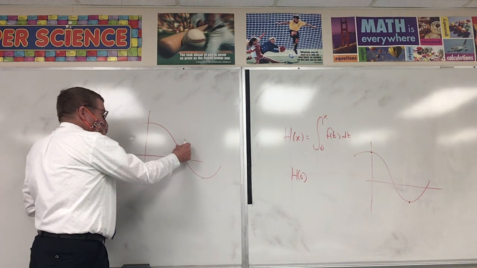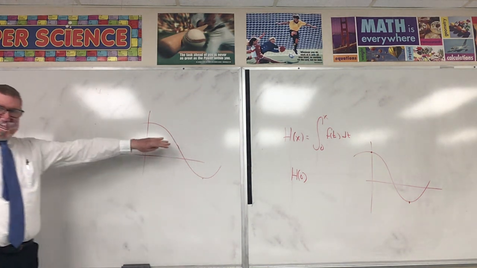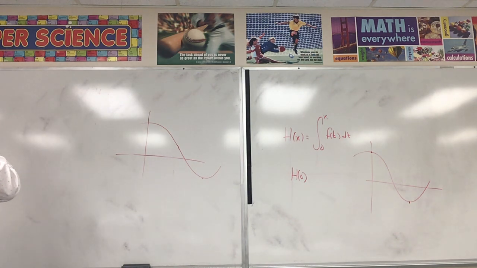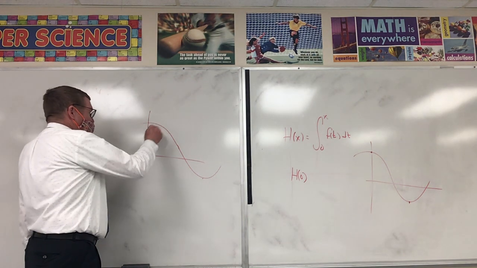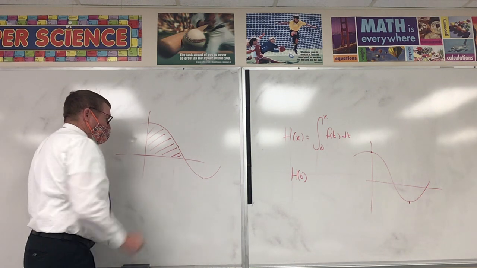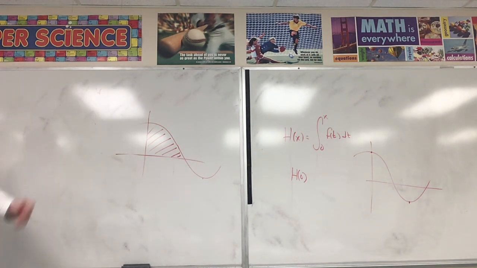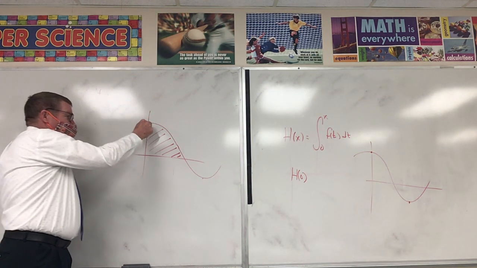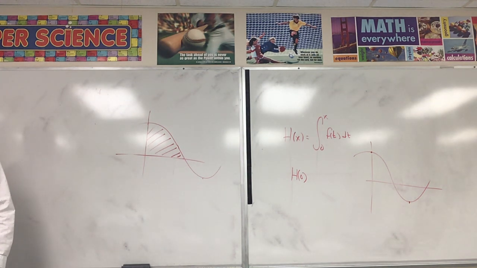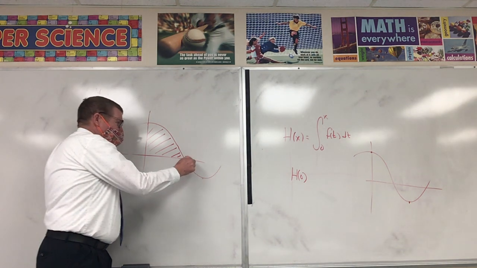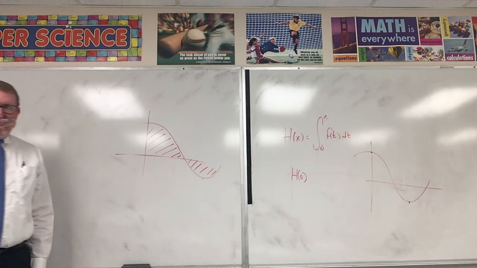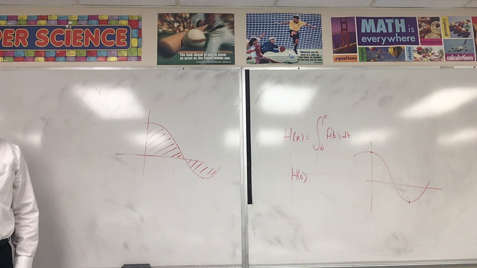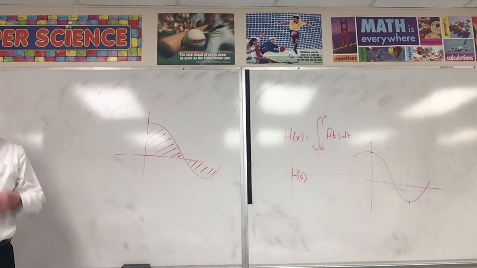But if I change this to a derivative graph, now my increasing, decreasing is not coming from the tangent line, but is coming from the integral. Where am I positive? Integral. That would be the area. So that means from here to here, my main graph is increasing. From here to here, my main graph is decreasing because my integral is negative.